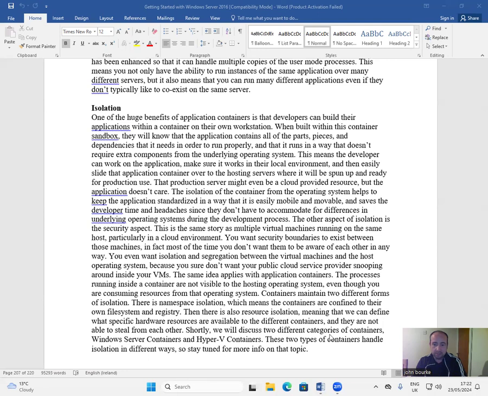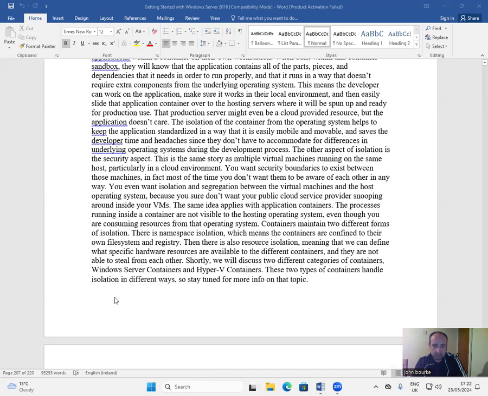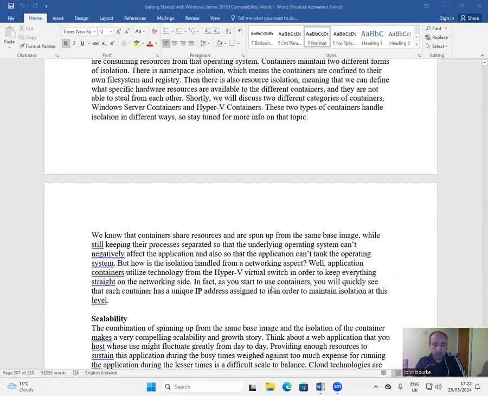Shortly, we will discuss the two different categories of containers, Windows Server containers and Hyper-V containers. These two types of containers handle isolation in different ways, so stay tuned for more info on that topic.